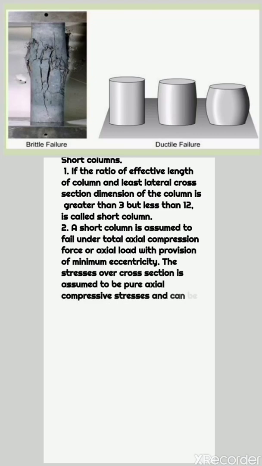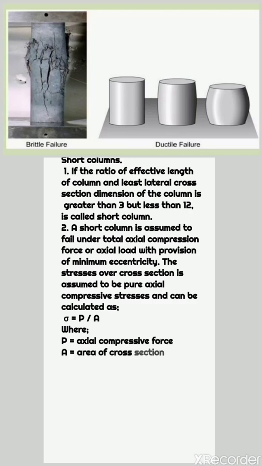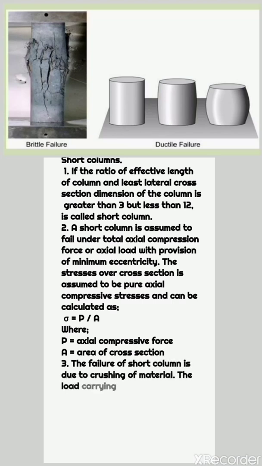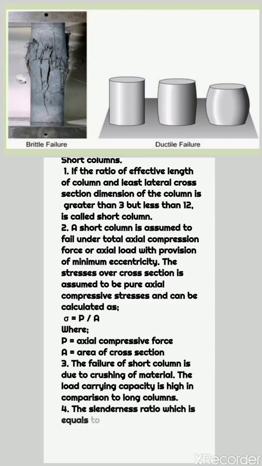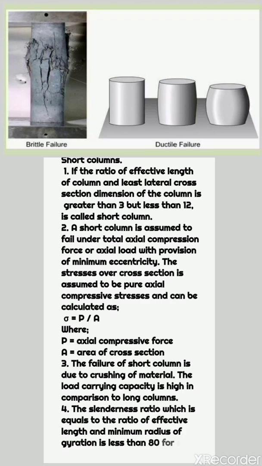2. A short column is assumed to fail under total axial compression force or axial load with provision of minimum eccentricity. The stresses over the cross-section are assumed to be pure axial compressive stresses and can be calculated as sigma equals P upon A, where P equals axial compressive force, A equals area of cross-section.